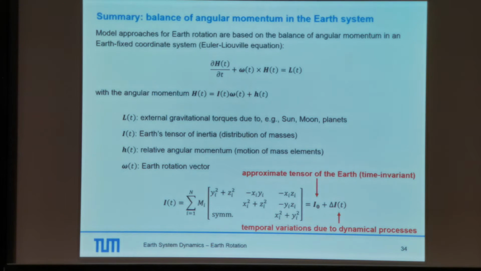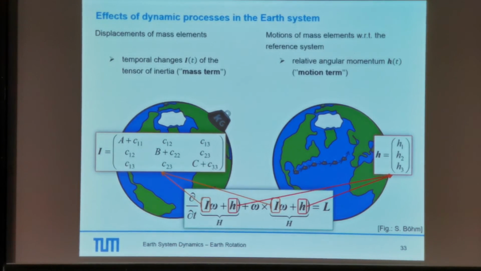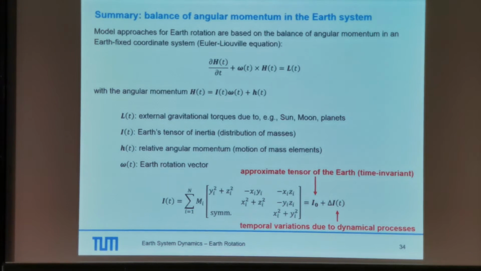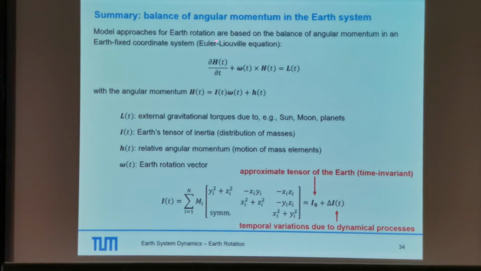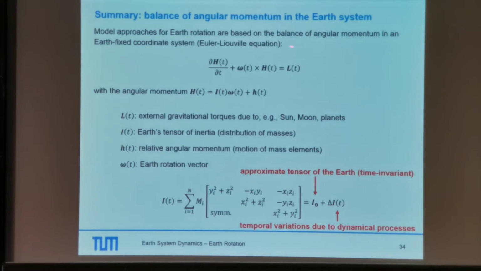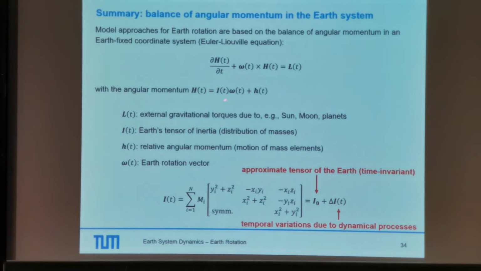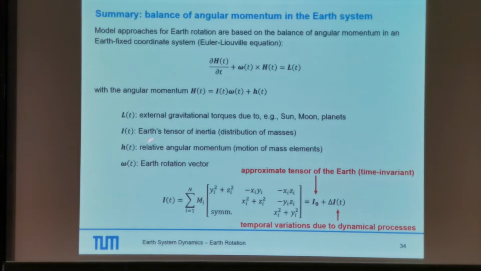And this brings us then to the summary, where we have all the different compartments written again. Model approaches for Earth rotation are based on the balance of angular momentum in an Earth fixed coordinate system, which means a co-rotating coordinate system, and this leads to the Euler-Liouville equation. This is the Euler equation, as we have here. If we extend the Euler equation by this special formulation of the angular momentum, where we have the mass term and the motion term in both, then we end up with the Euler-Liouville equation. And here the quantities are given again.